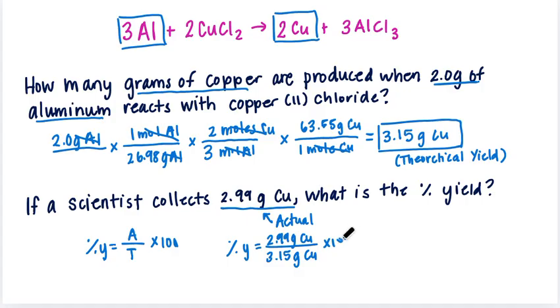We then multiply by 100 in order to get a percent. When I do this, I end up with 94.9% yield. What that tells me is that when I ran the experiment, I collected 94.9% of what I should have gotten.